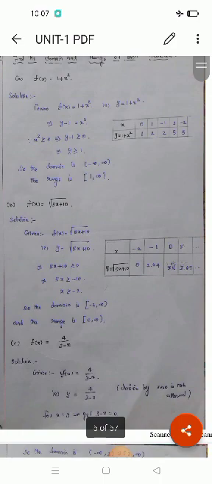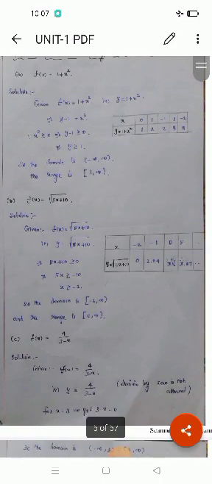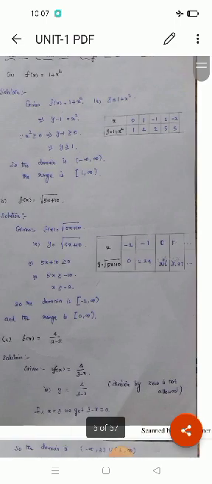The next problem: they are given f of x equal to root of 5x plus 10. So we know f of x equal to y. Here also we have two methods. One method is you can simplify the given equation, another method is a table format.